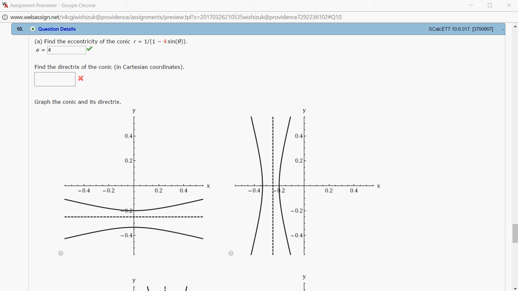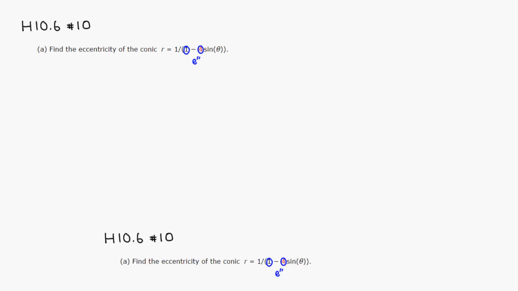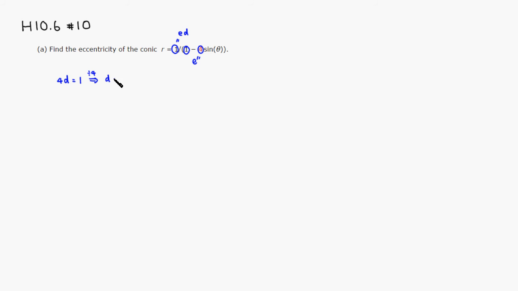Then we want to find the directrix of the conic. Remember that the numerator is E times D. E is 4, and D, we're looking for it, has to be equal to 1. So dividing through by 4, we get D is equal to 1/4. To find the directrix, since we are using sine, the directrix is going to be horizontal, so it's going to be y equals, and since there's a negative sign there, it's going to be negative, and D is 1/4. So y equals negative 1/4 is the equation of the directrix.